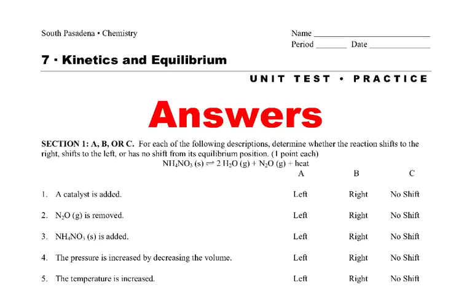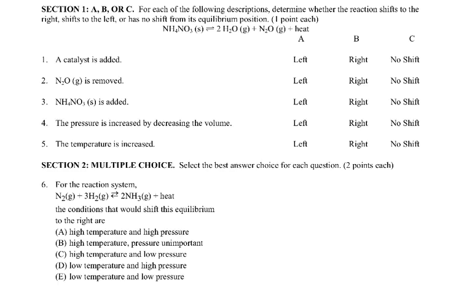I'm going to go through the answers here to the Unit 7 practice test. So let's get some space. In the beginning here, we're just looking at this situation. Here is our equilibrium, and we're deciding, okay, is it going to shift to the right, shift to the left, or not shift at all? And we'll choose those answers.